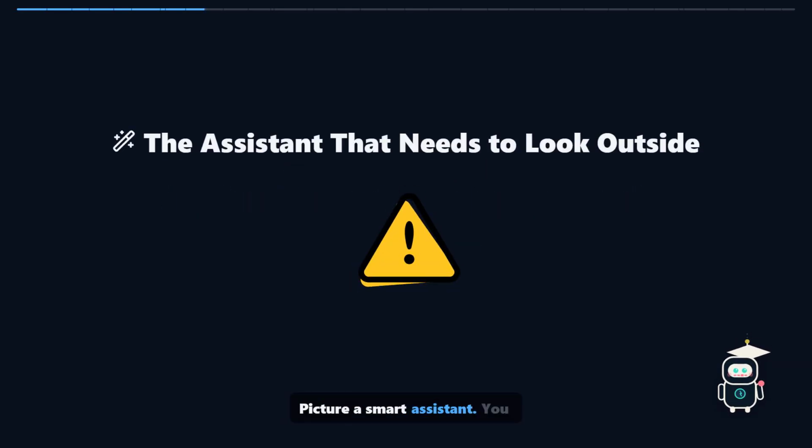Picture a smart assistant. You ask, "Do I need an umbrella tomorrow?" It knows it doesn't have weather data. It can't just guess, that would be dangerous. So it needs to reach out to a live weather API, get real data, then answer.